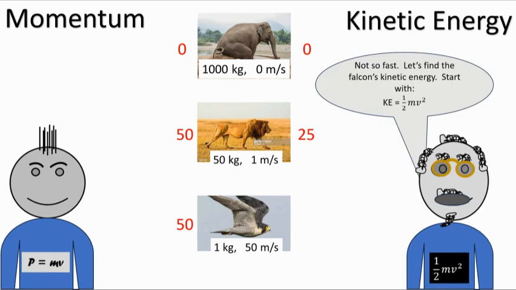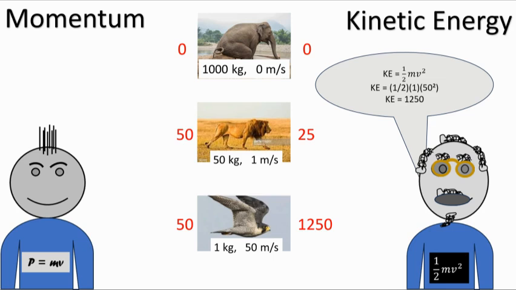Not so fast. Let's find the falcon's kinetic energy. Start with 1/2 mv squared. Exactly. Because the falcon has such a fast velocity, and that velocity gets squared, you get a rather big number. It has a kinetic energy of 1,250 joules. It would take a lot of energy to get the falcon moving at the speed at which it's moving.